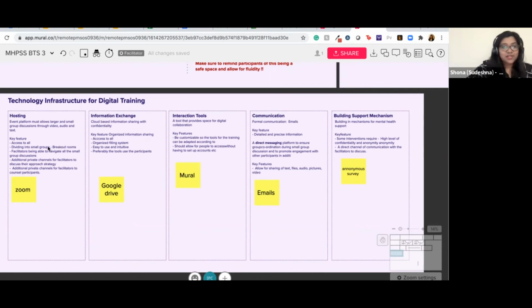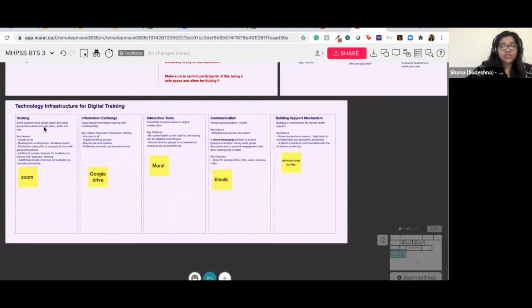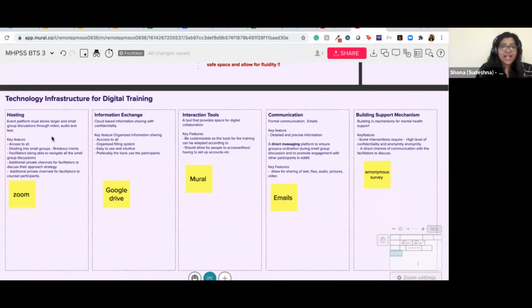So the first one is a hosting platform. And know that the tools that we use through the training are not the only tools out there. You can definitely use more. For hosting, we looked at what event platforms can give us small group discussions as well as large group discussions, with facilitators being able to navigate those small group discussions in order to give guidance to other people.